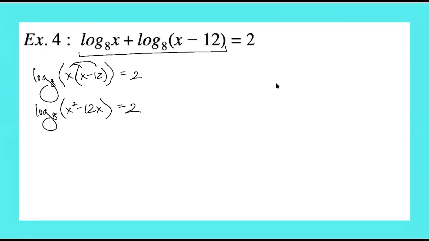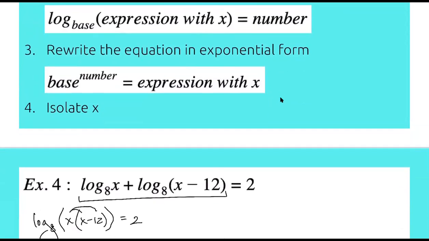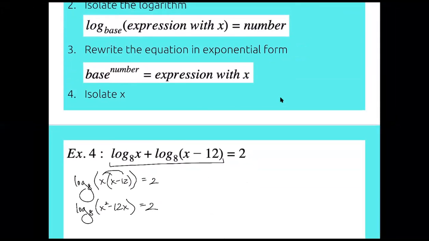And I've isolated my log. It's already isolated. So my next step is to write it in exponential form. If we write it in exponential form, what do we get? Would it be 8 to the x squared minus 12x equals 2? It would not be, actually. So let's go back up here. Where do all the things go? I agree that 8 is our base, but what power is it raised to? To the second power. Yes, the second power.